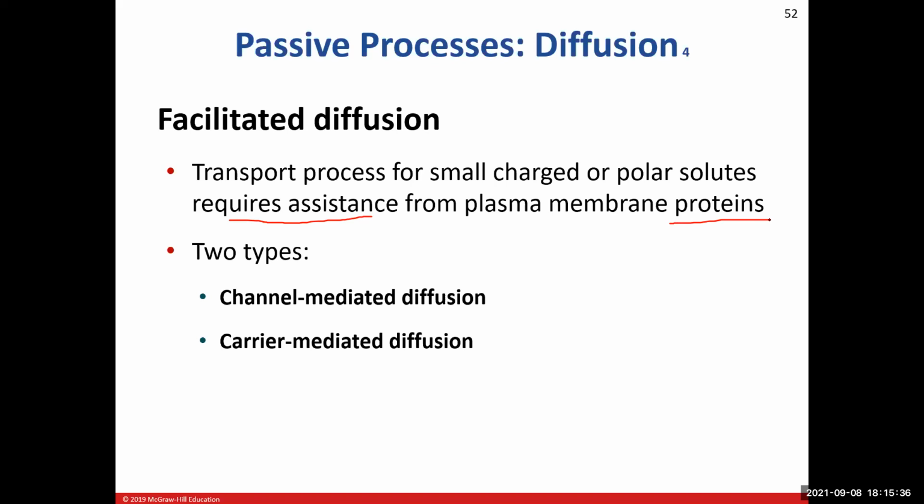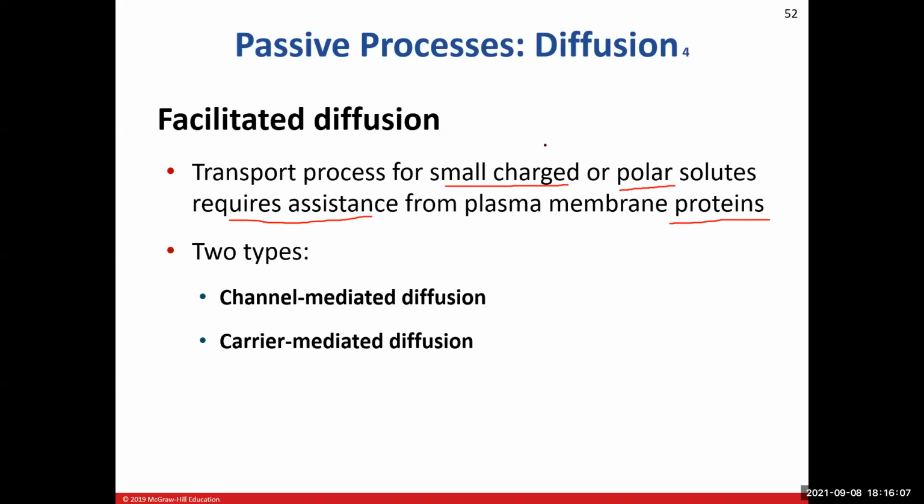All right. There's a reason why we have them, many reasons why we have them in the plasma membrane. And one of those is to help facilitate the movement of solutes across the plasma membrane. So the type of molecules, and you should know this, that are going to be influenced by facilitated diffusion are going to be small charged solutes or polar solutes.